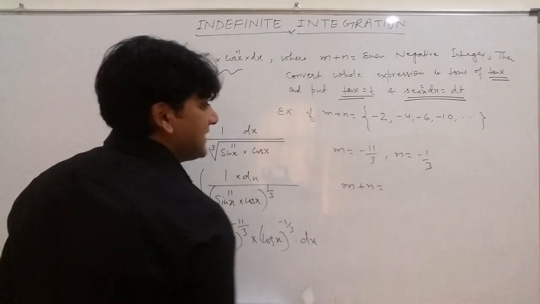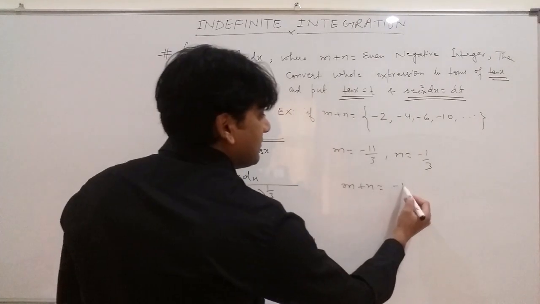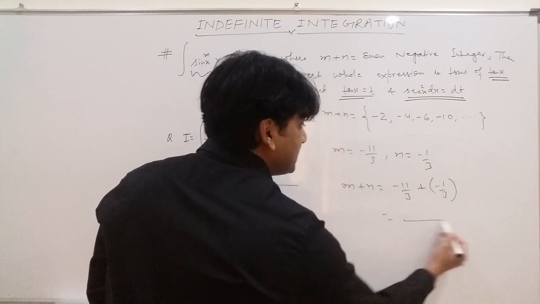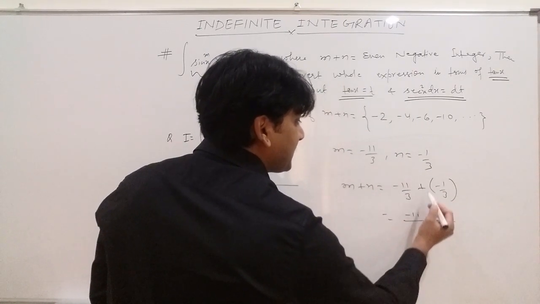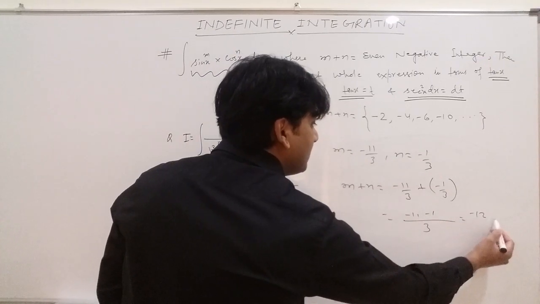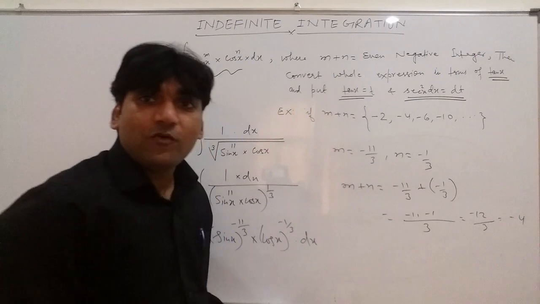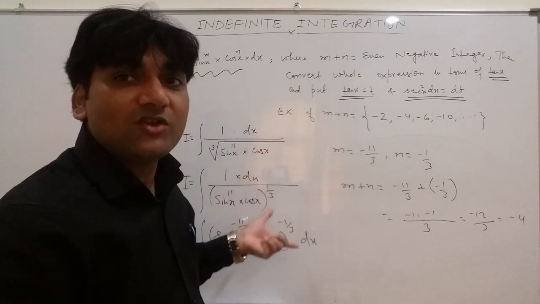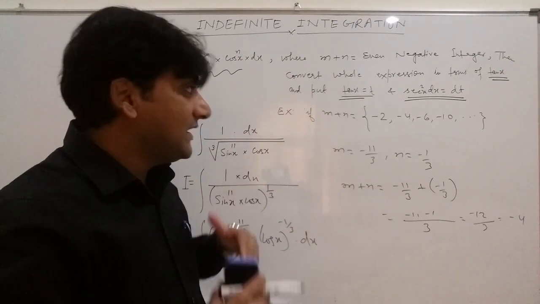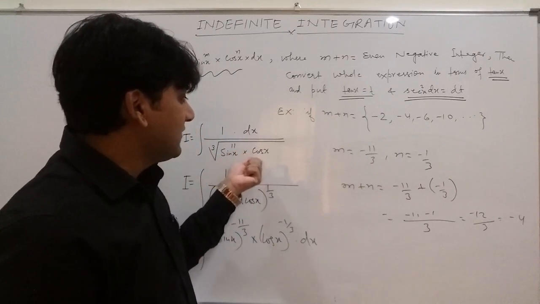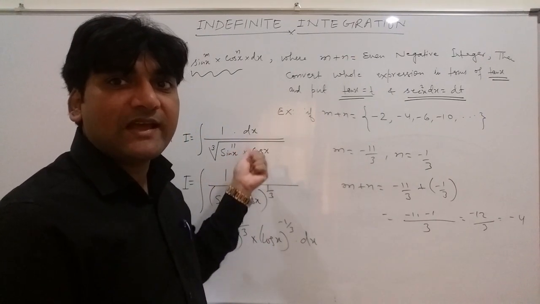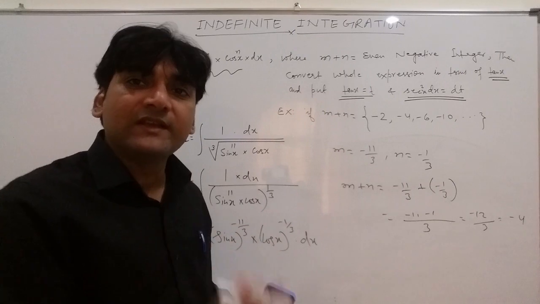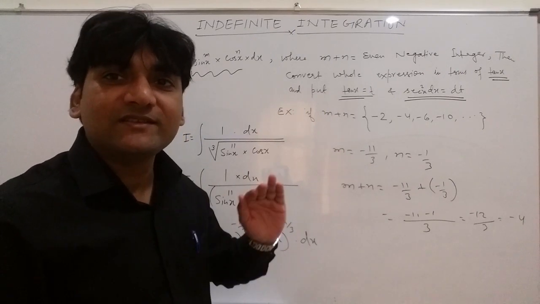Now we have to find m plus n. So minus 11 over 3 plus minus 1 over 3. The denominator is 3, and we have minus 11 plus minus 1, so minus 12 over 3, which is minus 4. Minus 4 is nothing but an even negative integer. So this question is also based on this concept. Again, we have to convert this expression in terms of tan x and sec square x. Automatically, when you convert this expression in tan x, you will get sec square x dx. This is a tried and tested concept.